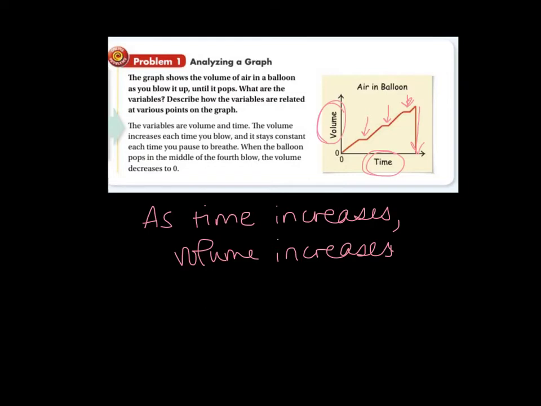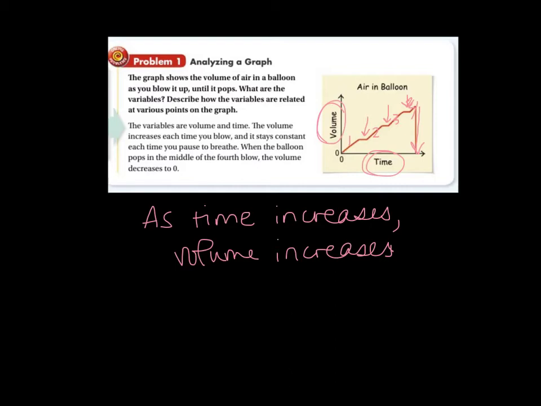Okay, and it says in the middle of the fourth blow. So each diagonal, this is 1, 2, 3. This is the fourth time we're blowing up the balloon, and that's when it popped. So analyzing the graph is a question of looking at the circumstance, thinking about what they're actually talking about in the circumstance, and trying to relate what is actually happening in reality to what you see on the graph, the relationship of the two variables.